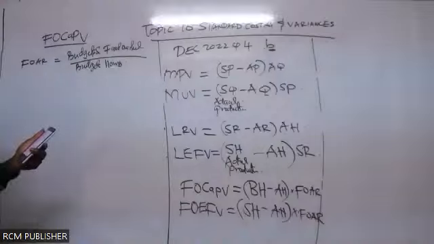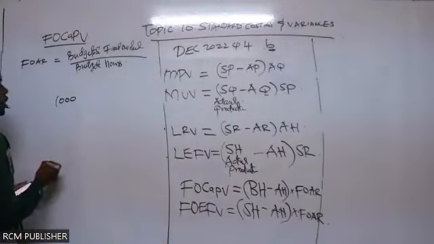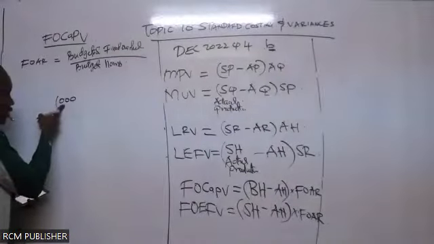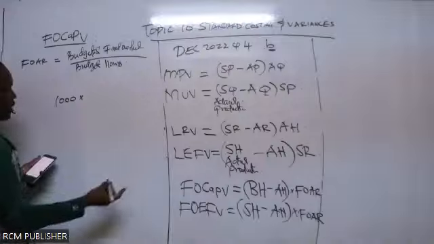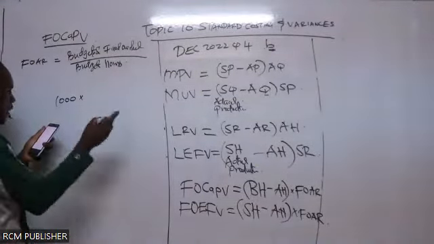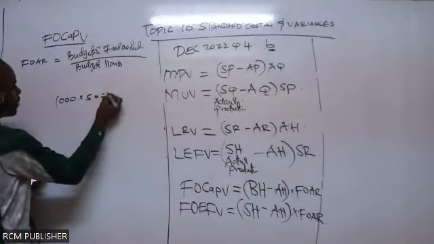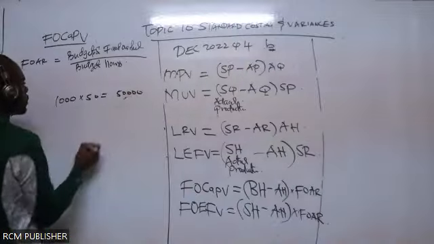So the fixed overheads, the monthly budget projects production and sales of 1,000 units. They are intending to produce 1,000 units, and the budgeted fixed overhead per unit is given there as 50 shillings per unit. I just want us to make sense out of this. We are going to have 50,000. That is the overhead.